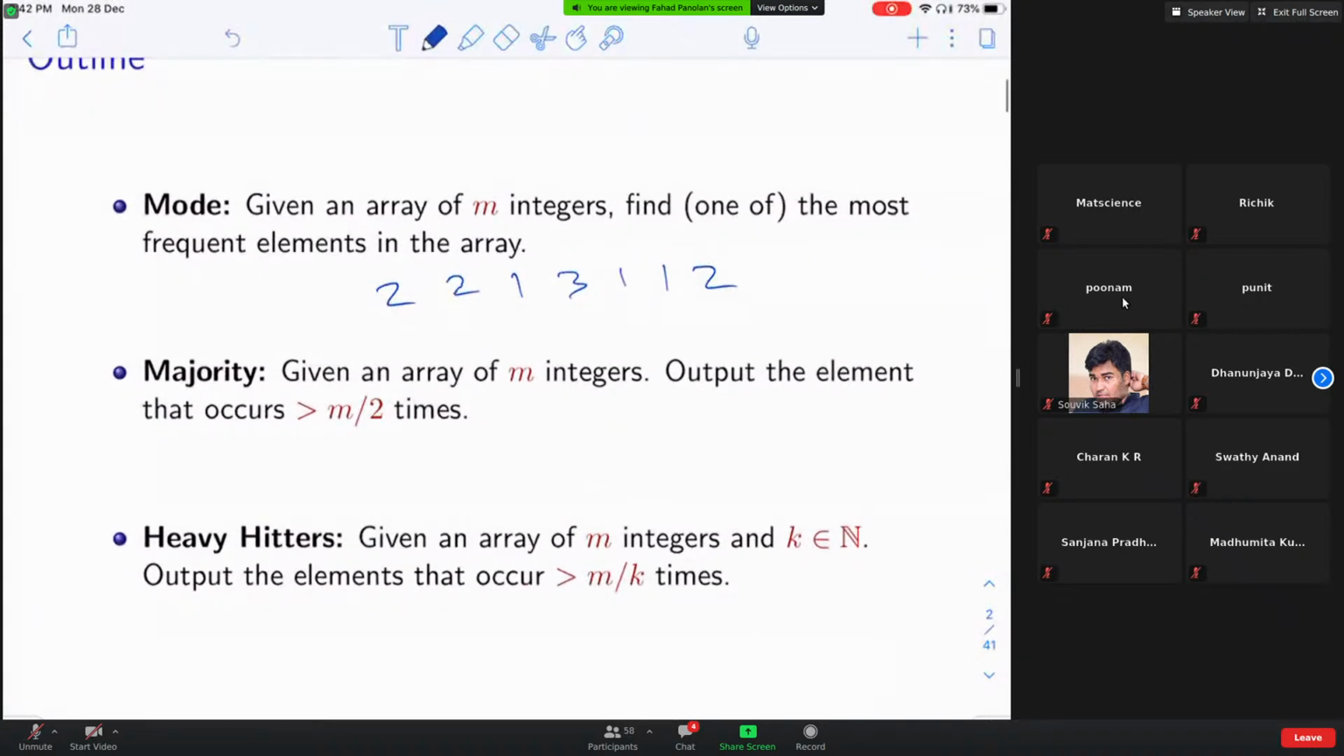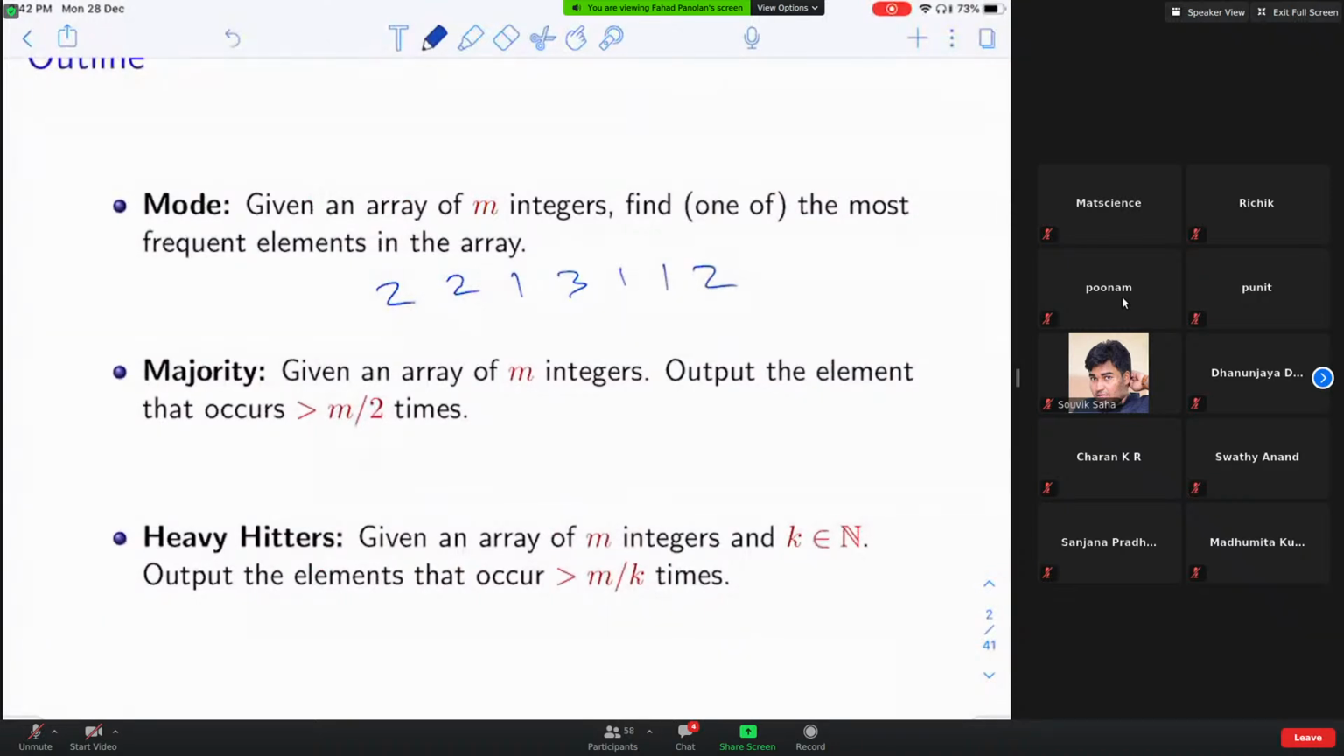And in the majority problem, it is the same as mode, where the frequent element should appear more than half of the time. Then there will be only one such element, because you cannot have two elements that each appear more than half of the time. So majority is a special case of mode where there is only one frequent element, and it should appear more than m by 2 times.